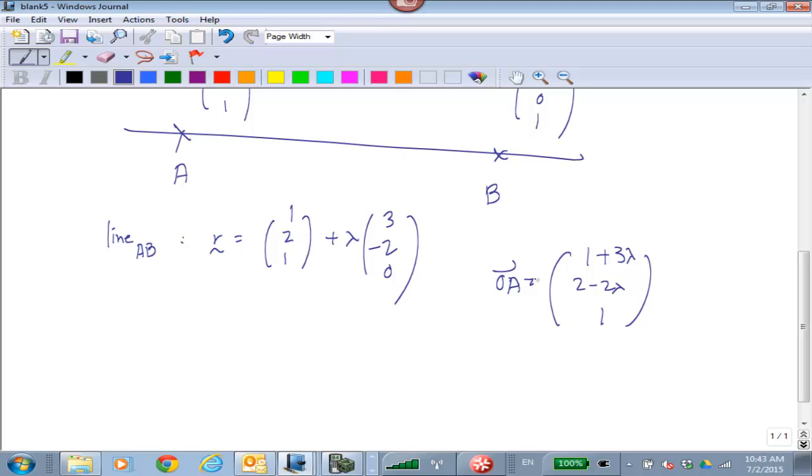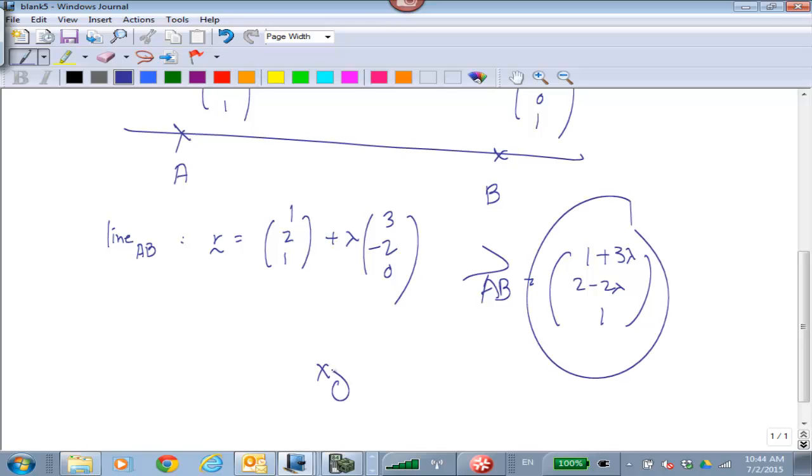Projection vector wise, can I write OB as this expression? Yes. But can I write AB as this expression? No. Although it's called line AB, right? But AB, the vector, cannot be written in this expression because why? AB is not a point on the line. When I say a point, it is always with respect to where? The origin.